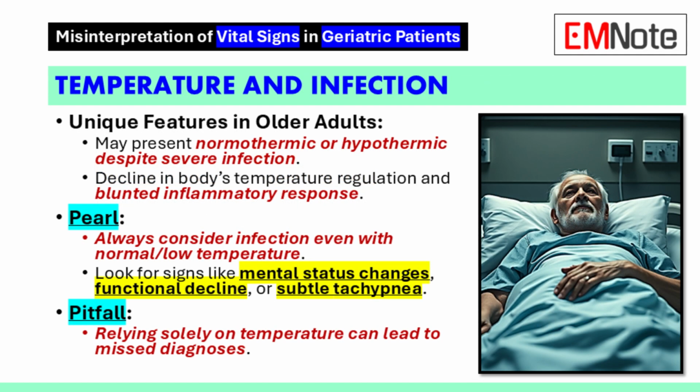Temperature and infection. Older adults may present as normothermic or even hypothermic despite having a severe infection. This is because the body's ability to regulate temperature can decline with age, and inflammatory responses may be blunted. Therefore, a normal temperature does not rule out infection in geriatric patients.